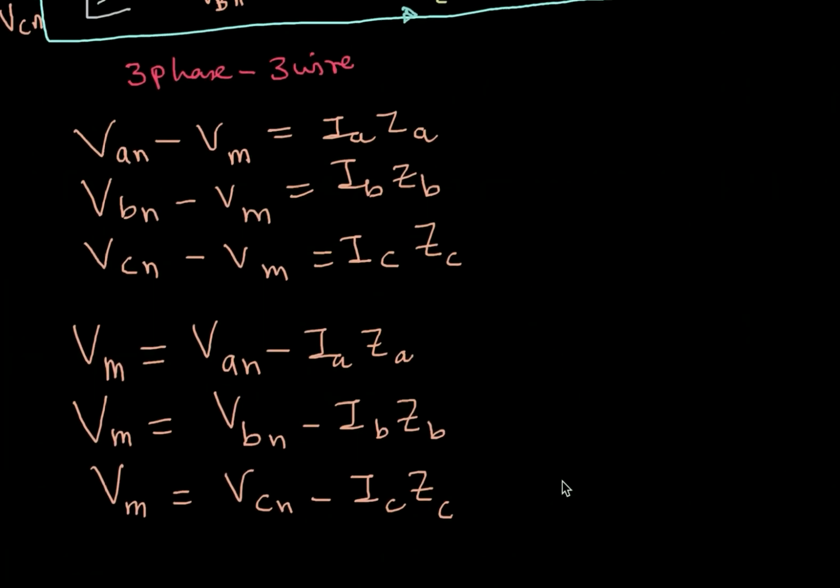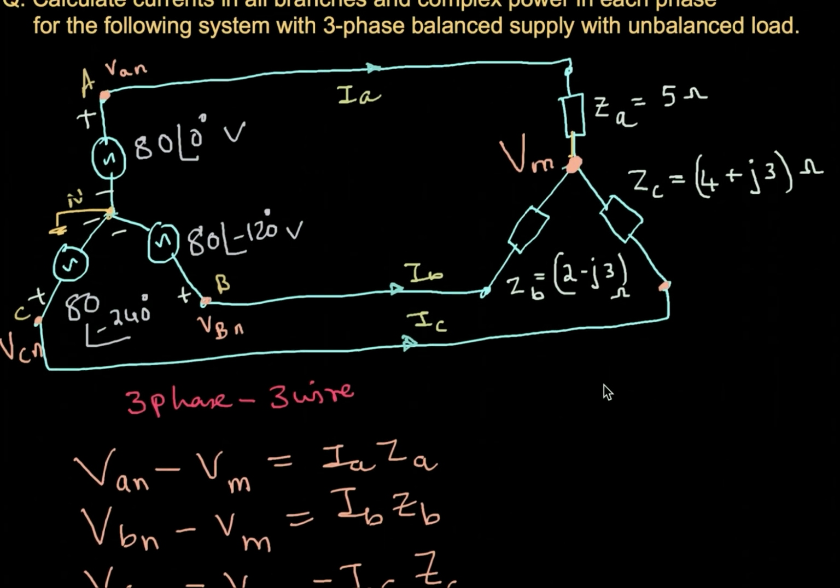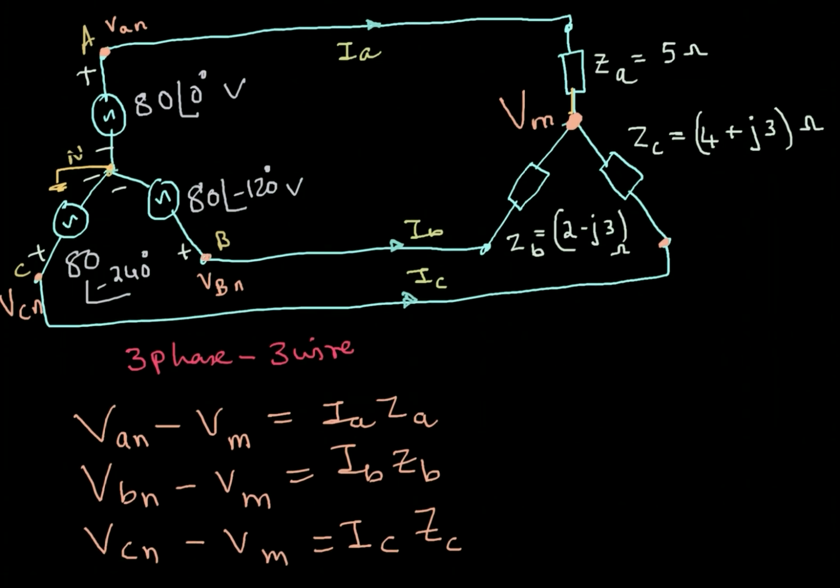Okay, so actually I realized just now that this set of equations is not required. So let me just redraw the same circuit once again here, and actually it makes everything immediately clear. See, look at this branch. There is an 80 volts Van in series with Za, and then it is like this. So I can actually draw a circuit like this.